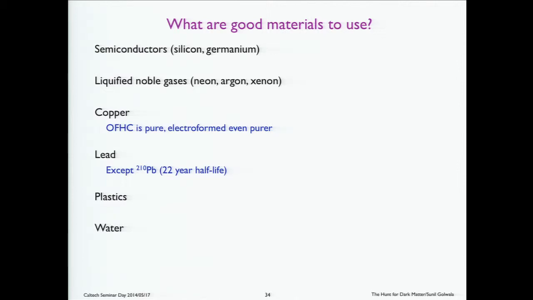For your shielding, things like copper, copper is a very good material because it's very easy to get pure copper, OFHC, and you can actually electroform it, literally use the electroplating process to produce massive amounts of copper and make it extremely pure of uranium and thorium. Lead, surprisingly enough, can be made extremely pure also, except for one isotope, which if you wait long enough will decay away. And then plastics and water actually can be made very clean if you start out with stuff that's clean of carbon-14, and water can be purified very, very well. So these are kinds of the elements that go into the experiments that we build.